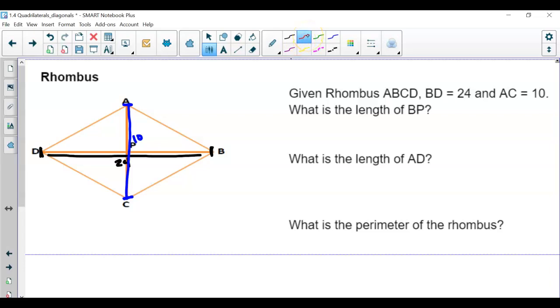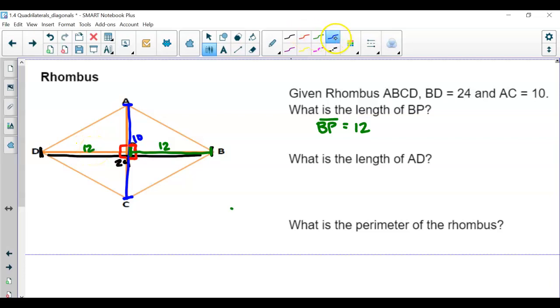What is the other attribute for the rhombus? They're perpendicular. So let's add that 90-degree angle. They are perpendicular to each other. Here we go. What is the length of BP? Here is BP. If the whole diagonal is 24 and it's being bisected, then BP has to be 12, because 12 and 12 make 24.